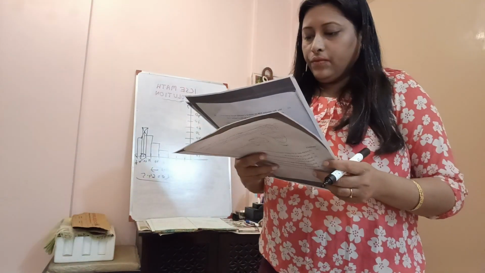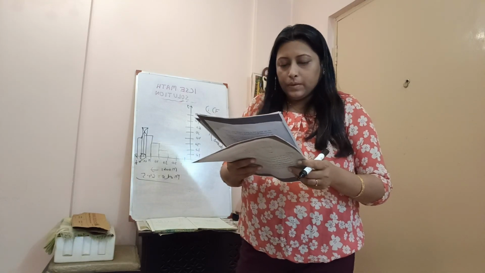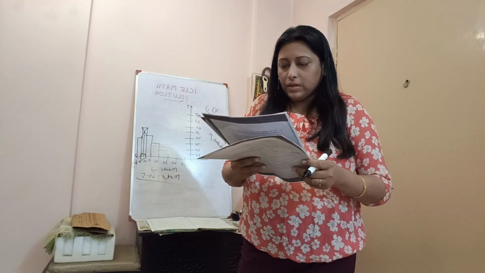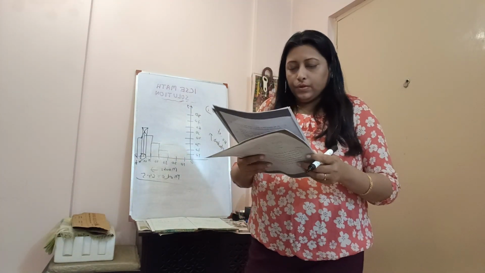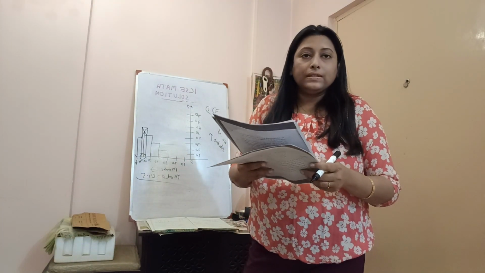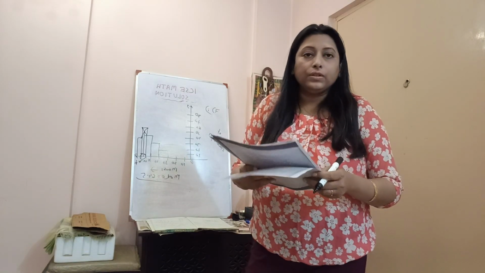Question number 7, first part: use graph paper for this question. Take 2 centimeters equal to 10 marks along one axis and 2 centimeters equal to 10 students along the other axis. Draw a histogram for the following distribution, which gives the marks obtained by 164 students in a particular class, and hence find the mode. Marks: 30 to 40, 40 to 50, 50 to 60, 60 to 70, 70 to 80. Number of students: 10, 26, 40, 54, 34.